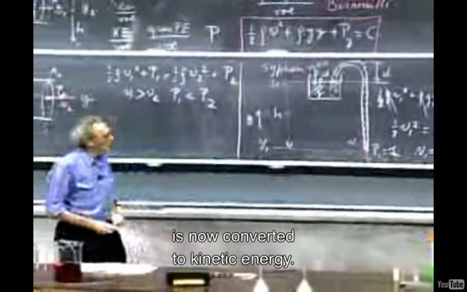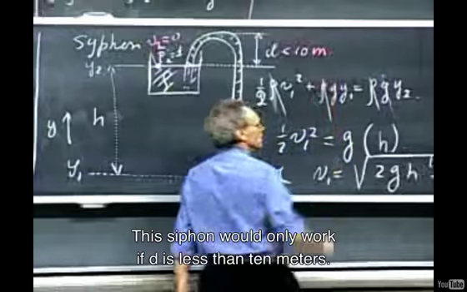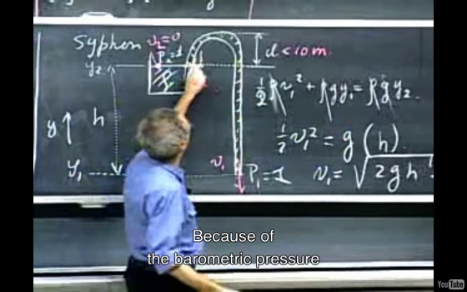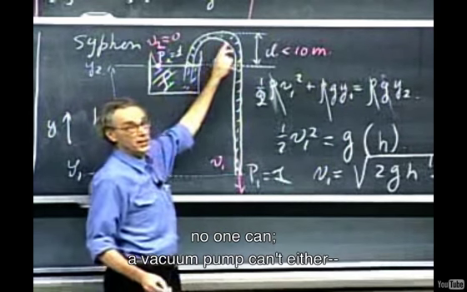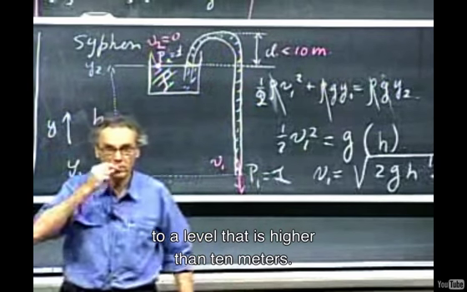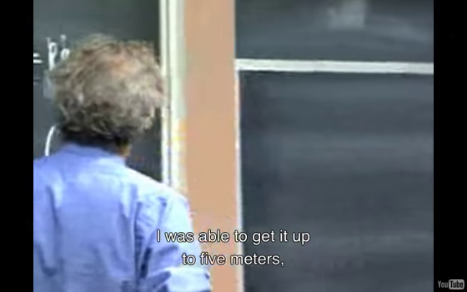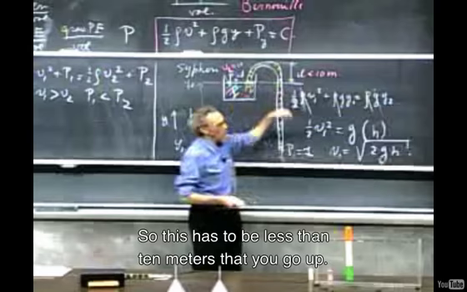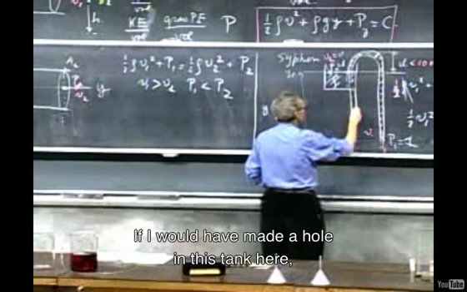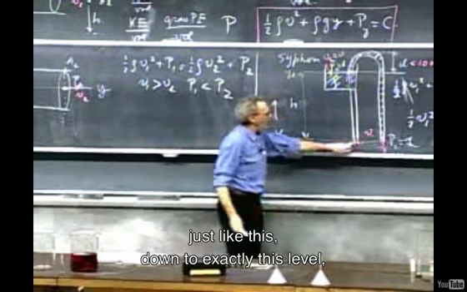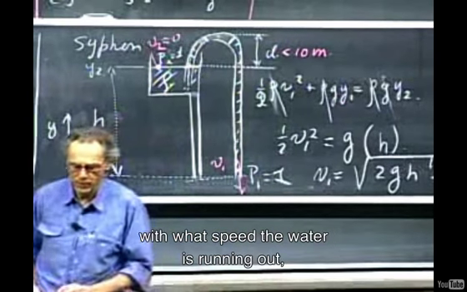This siphon would only work if D is less than 10 meters. Because of the barometric pressure, you can never suck up this water. No one can. A vacuum pump can't either, to a level that is higher than 10 meters. When I did the experiment there with the cranberry juice, I was able to get it up to 5 meters, but 10 meters would have been the theoretical maximum. So this has to be less than 10 meters that you go up. If I would have made a hole in this tank here, just like this, down to exactly this level, and I would have asked you to calculate with what speed the water is running out, you would have found exactly the same if you applied Bernoulli's equation.